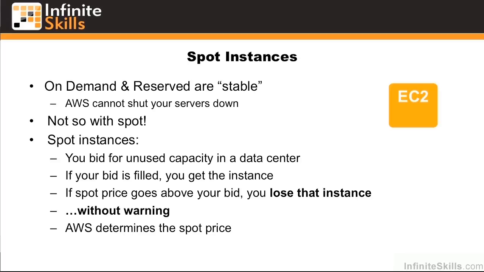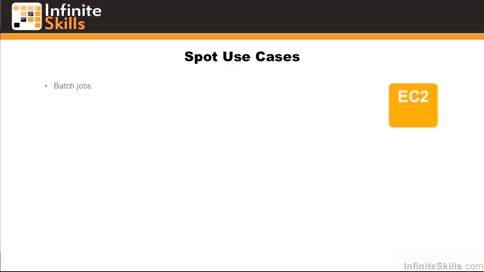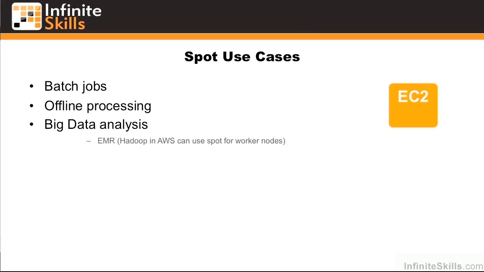But if you're like me, the first time you saw this, the big question you ask is, if I can lose the instance at any time without warning, why would I ever want to use Spot? There are good use cases. For example, batch jobs, offline processing, or big data analysis.